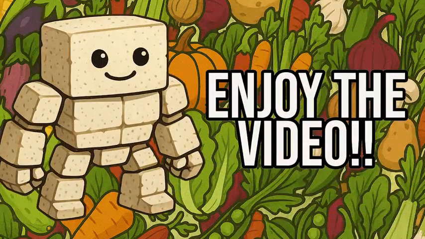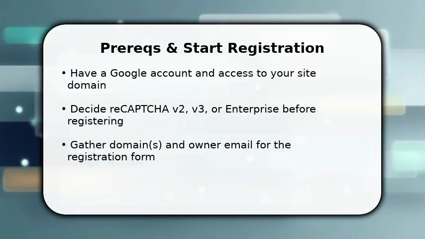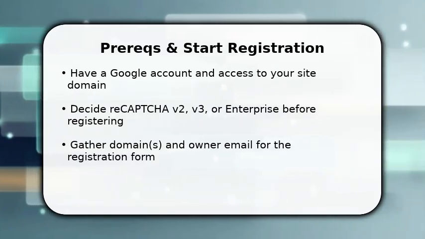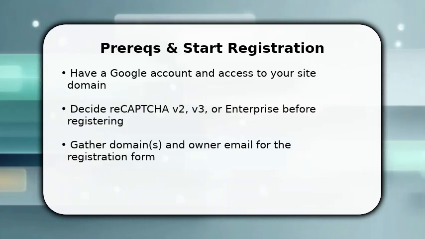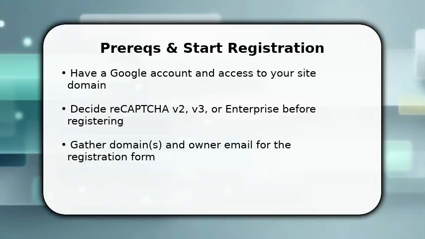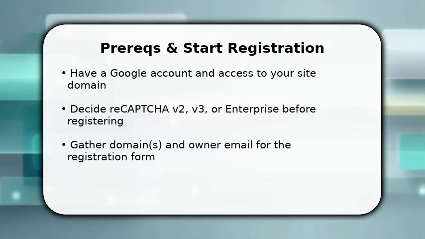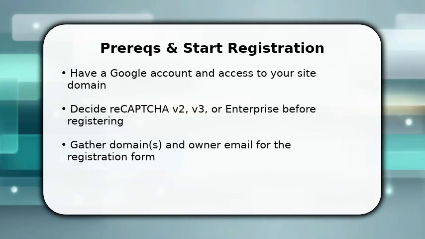Please enjoy the video. You begin by confirming prerequisites, a Google account and control over the site domain. Once confirmed, open the reCAPTCHA admin console and choose the correct type, V2, V3, or Enterprise, because each returns different token behavior. You will enter a label, add domains, and supply an owner email. This links the key to your site. Make sure to pick the right type now, since that decision changes integration code and security posture later.